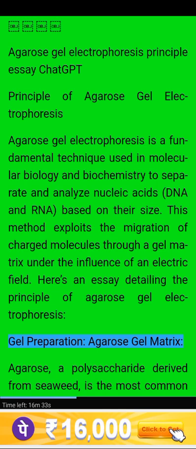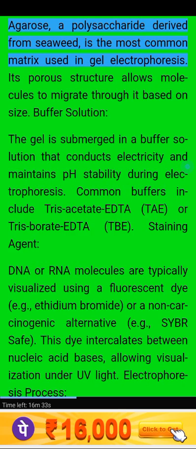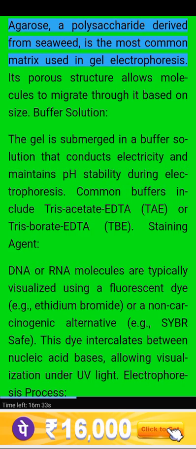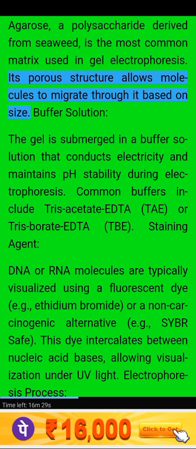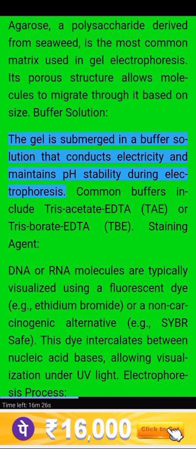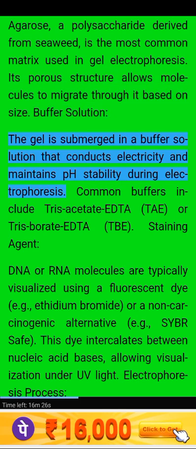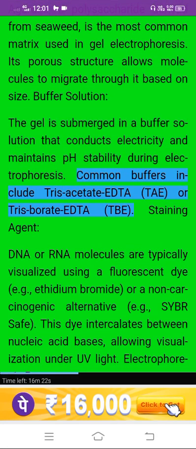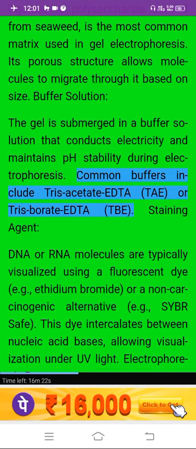Gel preparation. Agarose gel matrix. Agarose, a polysaccharide derived from seaweed, is the most common matrix used in gel electrophoresis. Its porous structure allows molecules to migrate through it based on size. Buffer solution. The gel is submerged in a buffer solution that conducts electricity and maintains pH stability during electrophoresis. Common buffers include Tris-acetate-EDTA (TAE) or Tris-borate-EDTA (TBE).